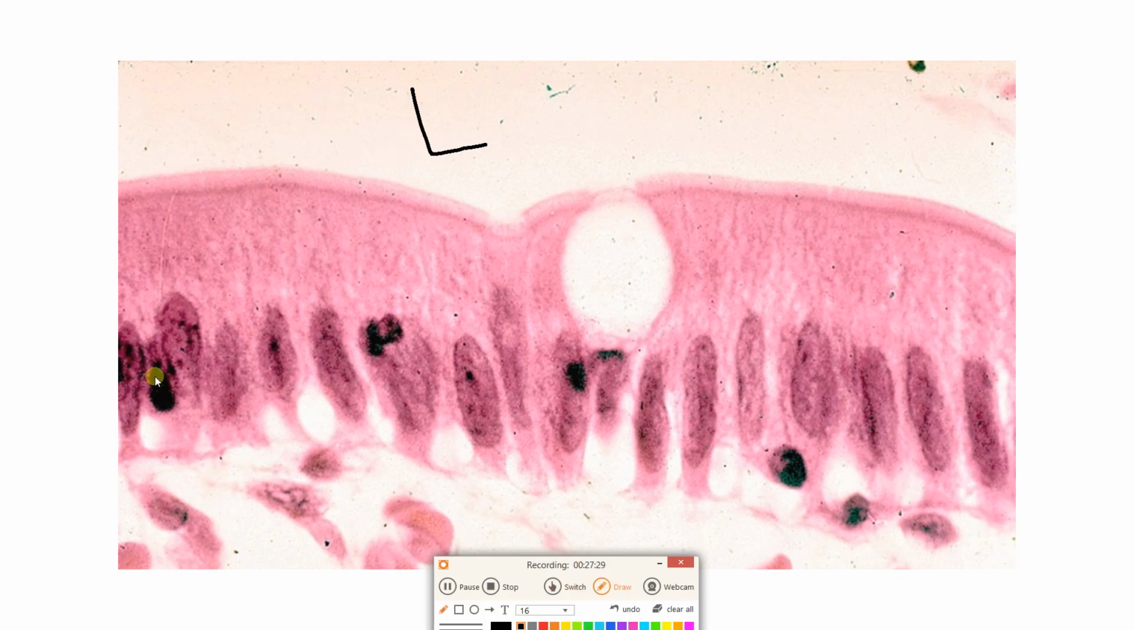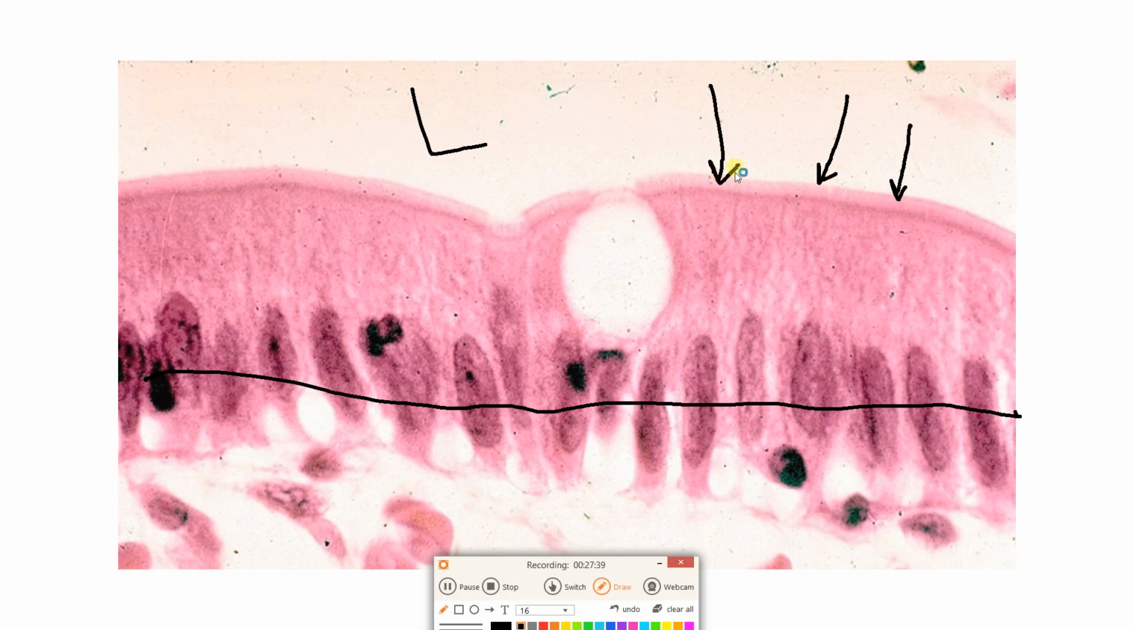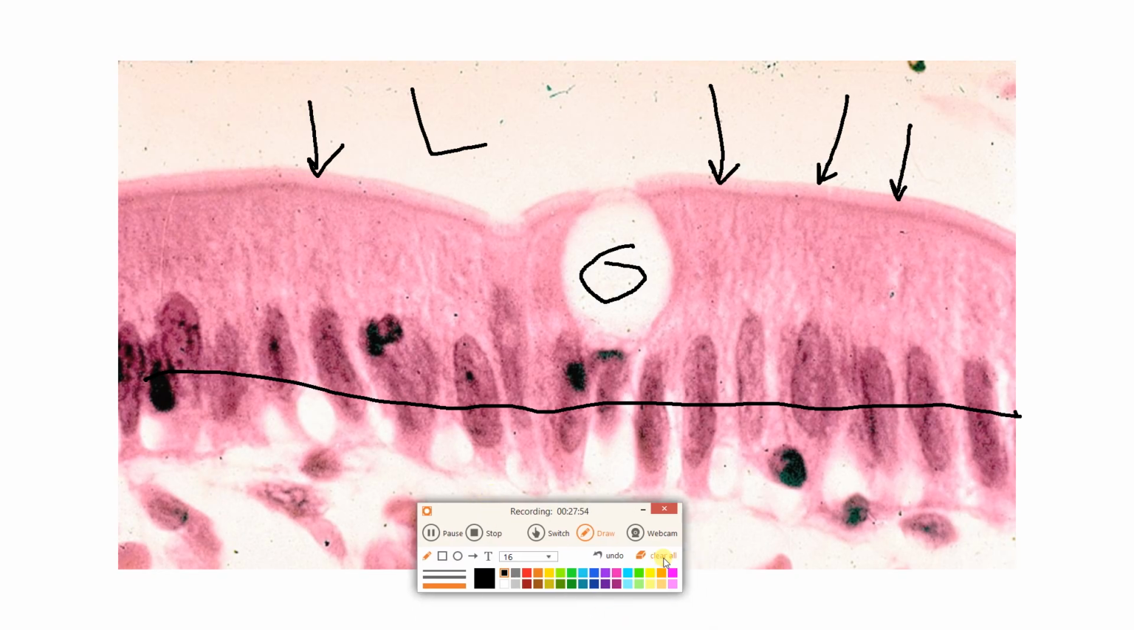Lumen, single row of ovoid nuclei, simple columnar, microvilli, there they are. I don't see the individual extensions, but I see there's a border here, right? There's something going on here. And this clearish thing, that is a goblet cell, which of course makes mucus, which lubricates the lining of the intestine for easier slipping and sliding of the chyme.